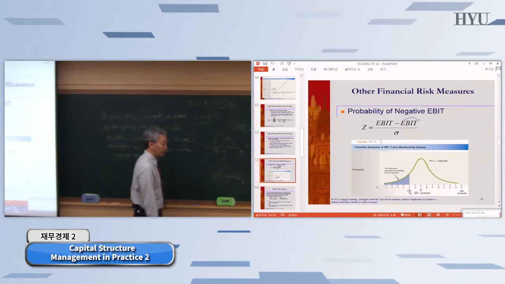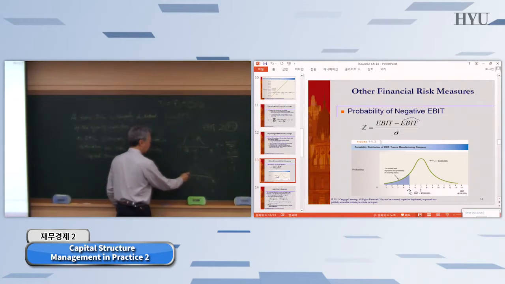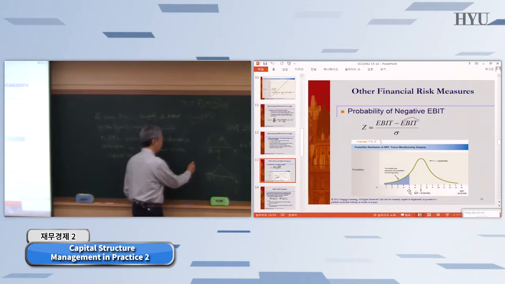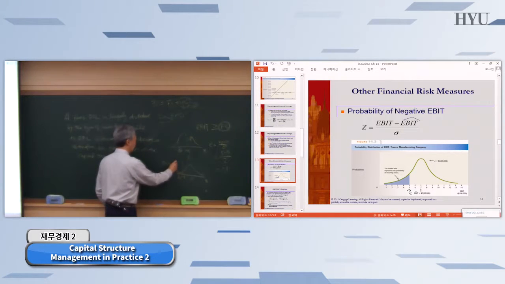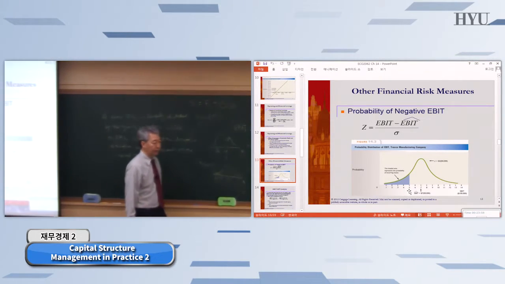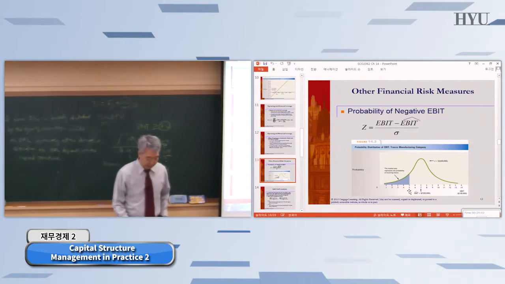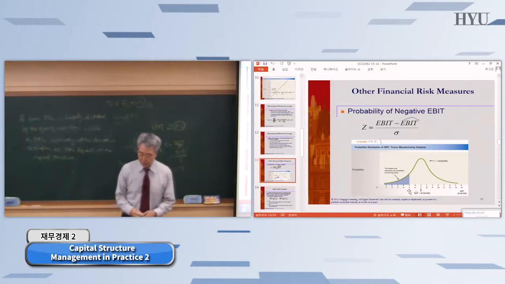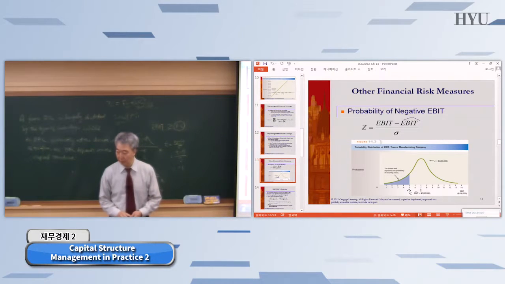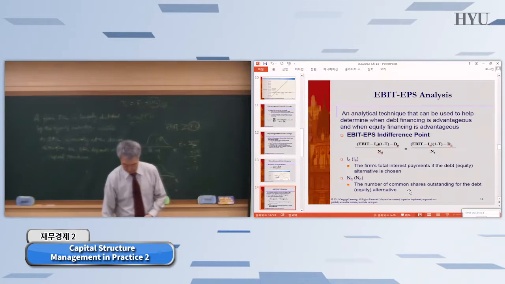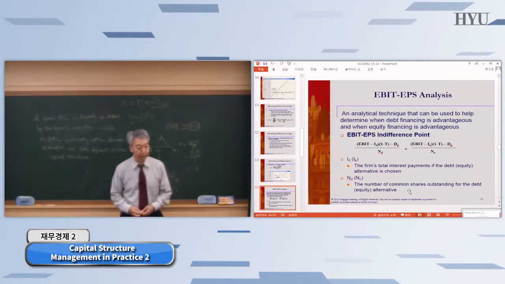Then from the z table, you can find this probability, the probability that z will be less than negative 1. So that's the idea: the probability of negative EBIT. And we're going to come back to this concept a few minutes later, after we discuss EBIT-EPS analysis. Any question so far?